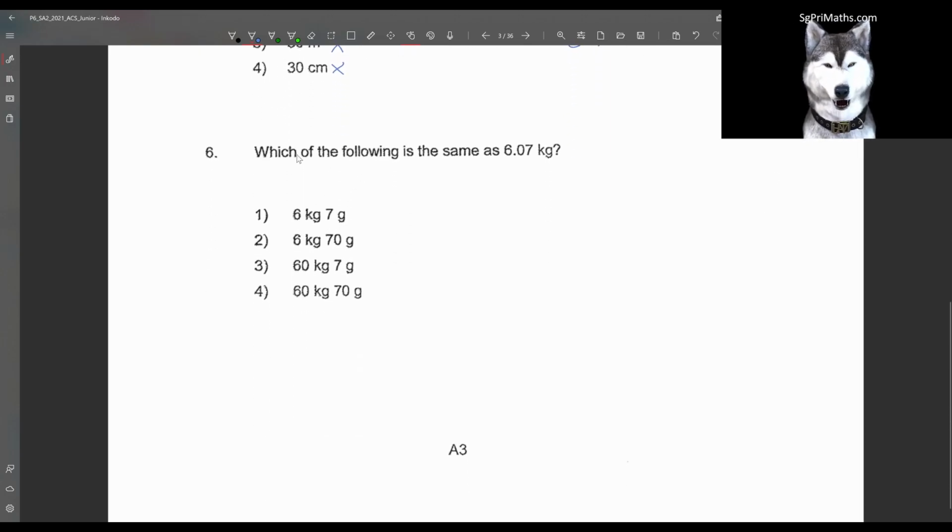Question 6. Which of the following is the same as 6.07 kg? So 1 kg is equals to 1000 gram. So 0.07 kg is actually 70 gram. So it's 6 kg and 70 grams. So the answer is 2.